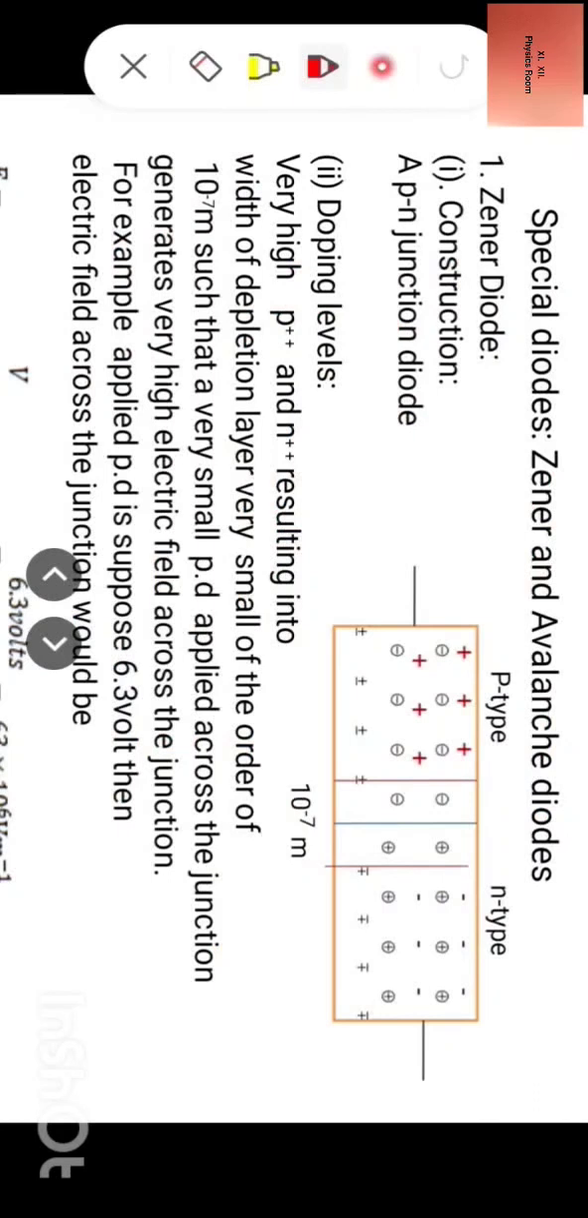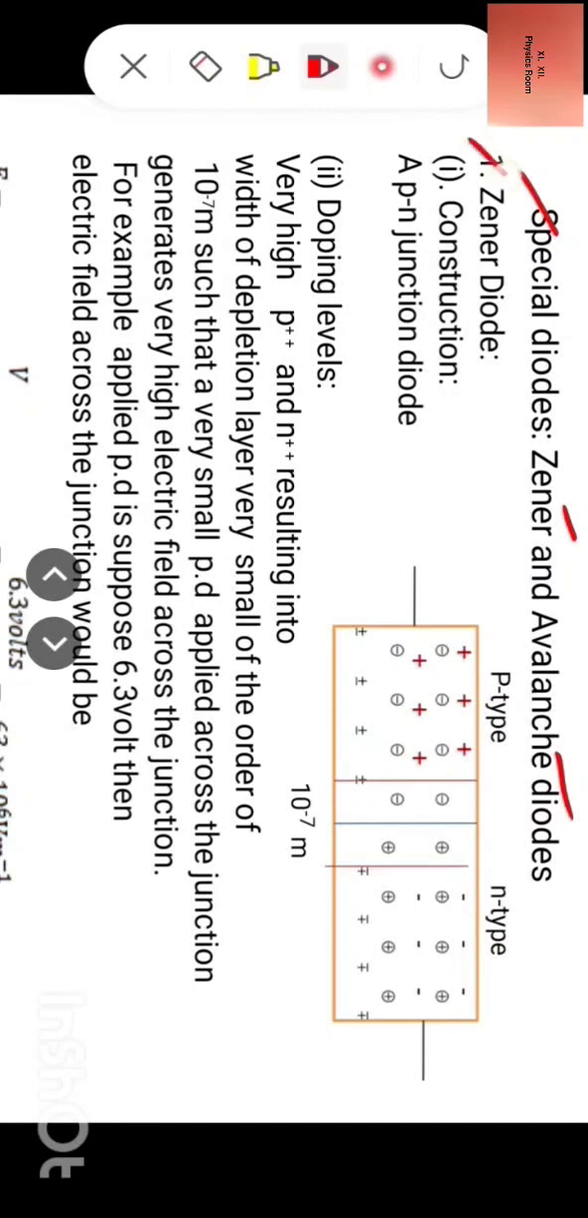Hello friends, continuing with the topic of electronic devices, in which we were studying junction diode. After having understanding of PN junction diode and its applications, today we come to special diodes, Zener diode and avalanche diode. Today's topic is Zener diode and avalanche diode.